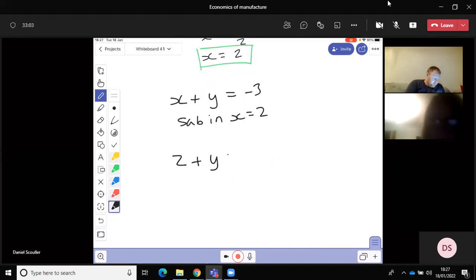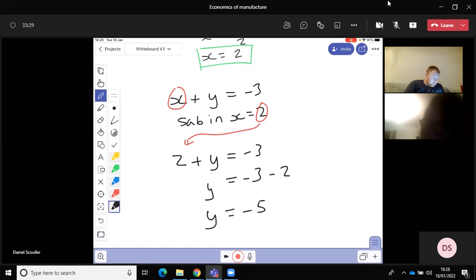I forgot to write the rest of that out. It's 2 plus y equals negative 3. All I've done is where it says x in that equation, I've put the number 2. So I've substituted that letter for the number 2. That means y is equal to minus 3 minus 2. y is equal to minus 5.